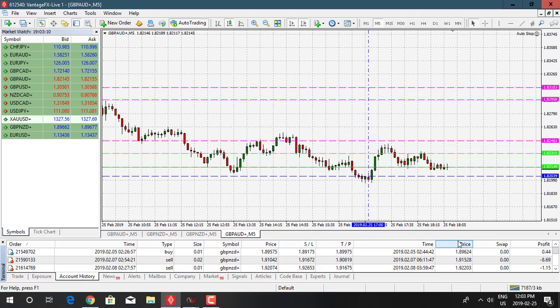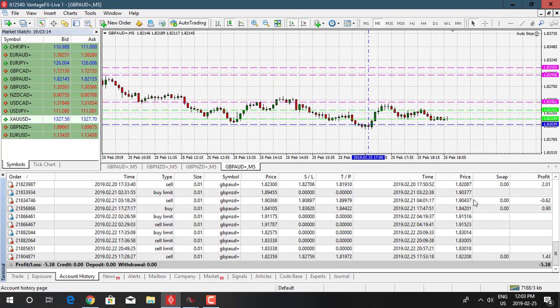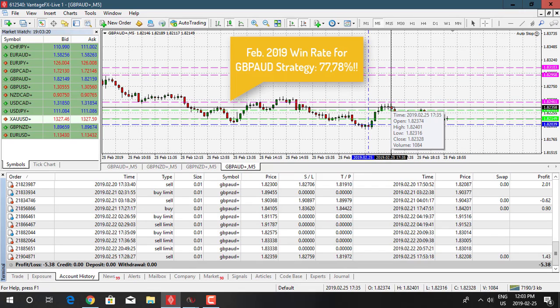It was for, let's see, where did I get in? I got in at 1.82359, somewhere around there, somewhere around here, and then it went for about 15 pips. So it was a sell order. I sold it by market this time.